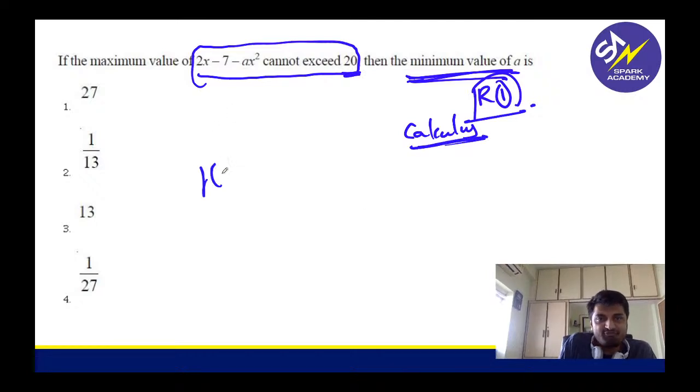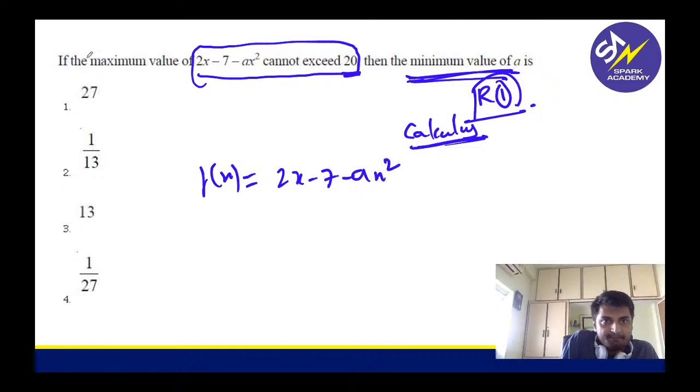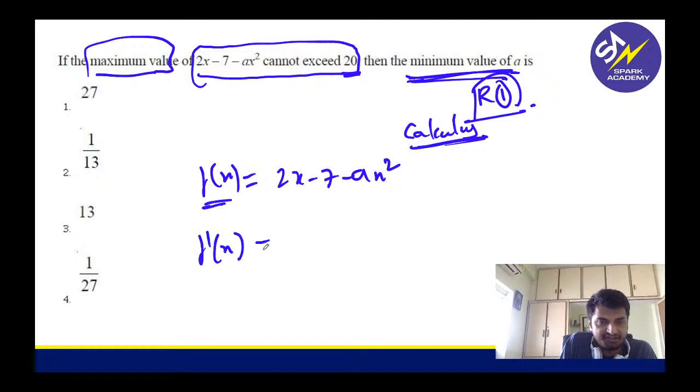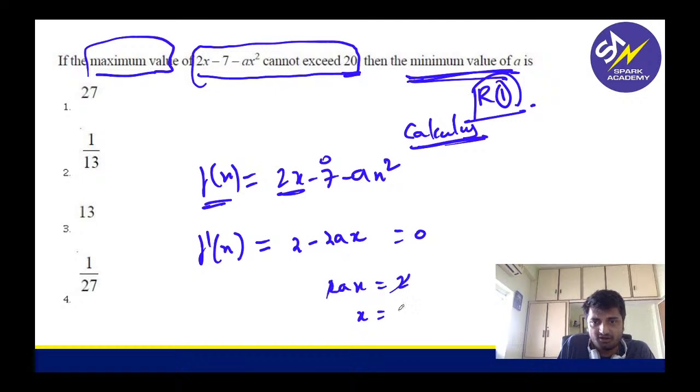What I will do is, f of x, I will keep it like 2x minus 7 minus a x square. Maximum value cannot exceed. So how do I find out the maximum? First step I have to do is differentiate. So what will I get? Derivative of 2x is 2, minus 2ax. Correct? This will be 0, differentiation. So f dash x is 0, that will give me 2ax equals 2, x is equal to, what? 1 by a basically I am getting.